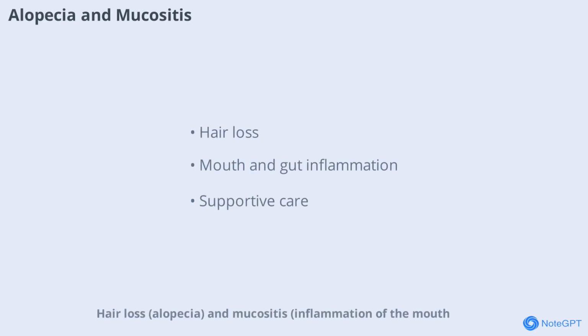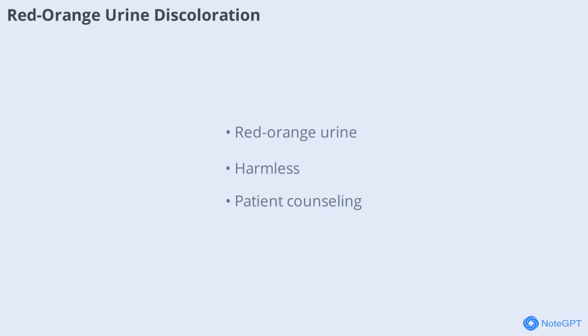Hair loss, alopecia, and mucositis, inflammation of the mouth and gut lining, are well-known side effects of anthracyclines. While distressing, these effects are usually temporary and reversible after treatment ends. Supportive care can help manage symptoms and improve patient comfort. A unique feature of doxorubicin is that it can turn urine red-orange. This harmless side effect can be alarming if patients aren't warned, so it's important for clinicians to mention it during counseling. Knowing what to expect helps reduce anxiety and builds trust.